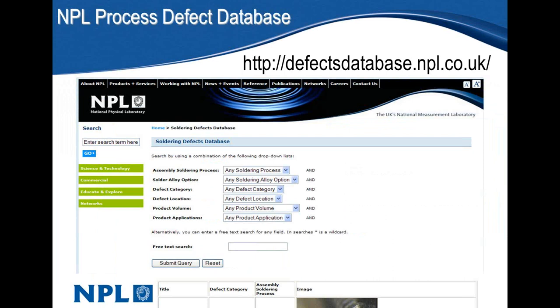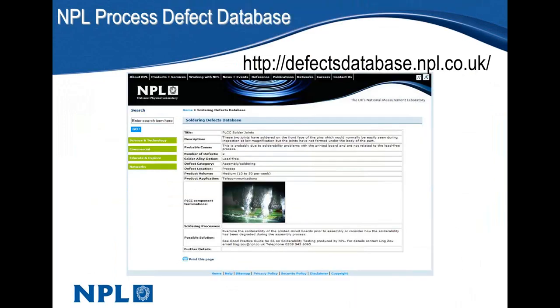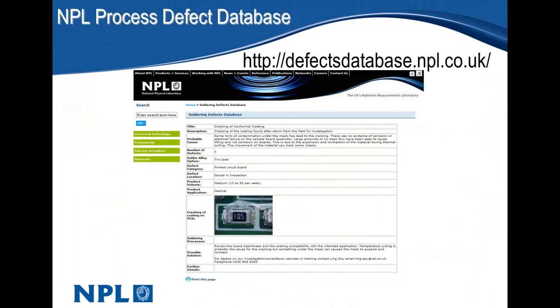The defect database also helps solve problems, or helps your operators solve problems, by selecting alloy, type of defect, type of production problem. And if you do that and do a search, you'll be shown a lot of pretty pictures. If you find a picture which relates to the problem you're actually seeing in manufacture, that's fine. Then select that, and that will give you the type of problem, the reason for it, and hopefully some corrective action. If we take an example, if we're looking for cracked conformal coating, here's an example.